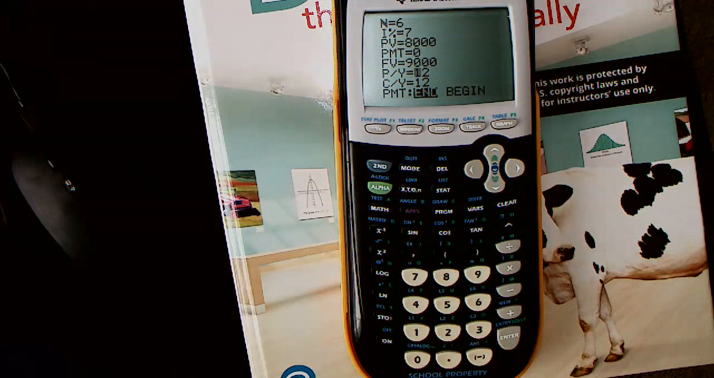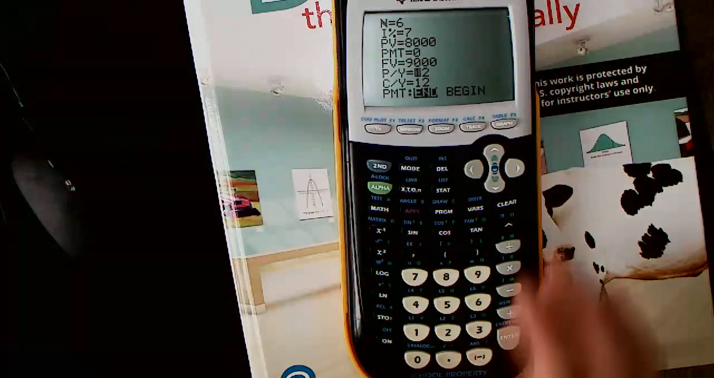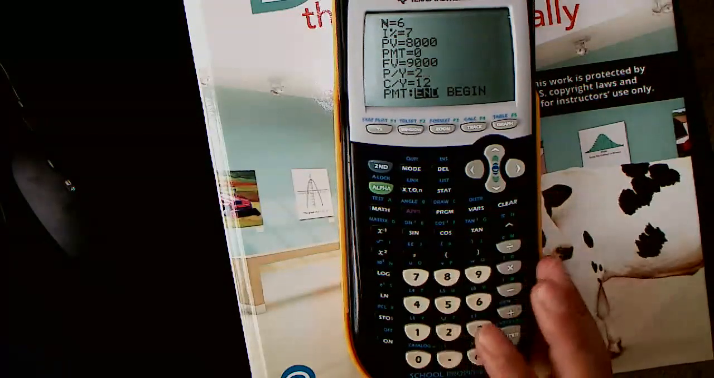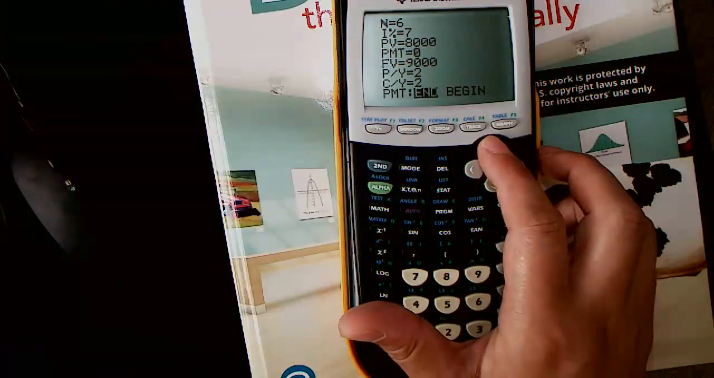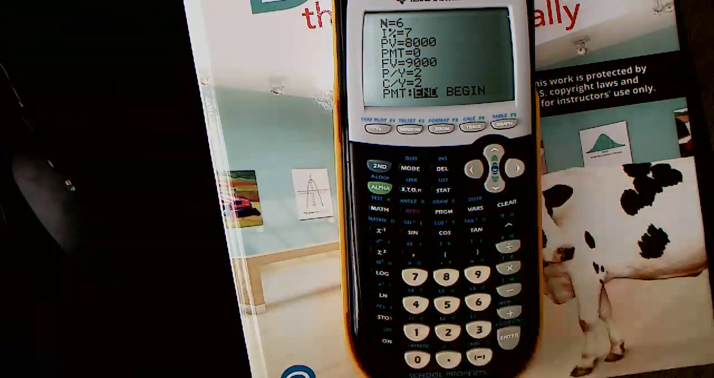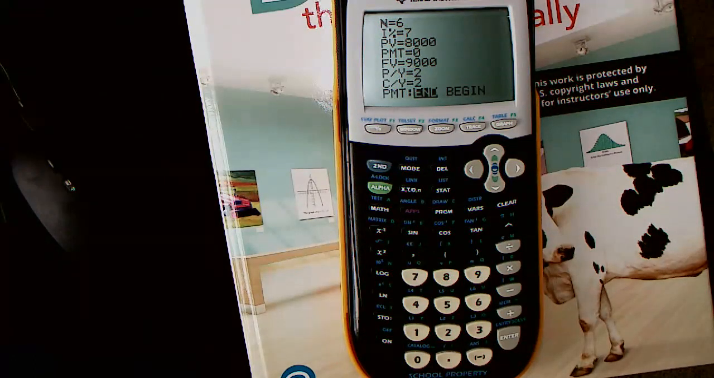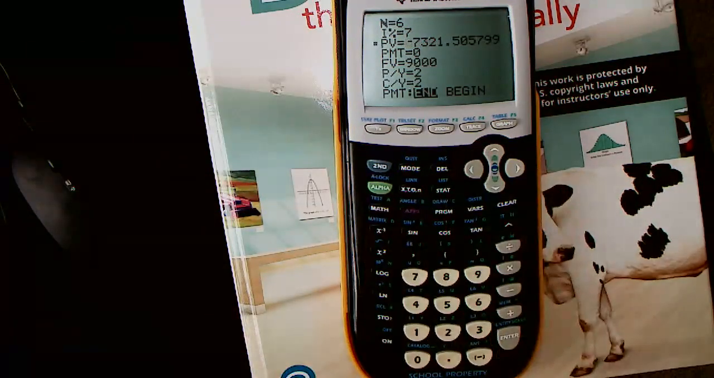Since the interest is not compounded monthly, instead, interest is compounded semi-annually, you want to keep 2 here, okay? Here's 2, P per Y is 2, C per Y is also 2. And then we go back to PV, present value, the original principal. How much you need to deposit today in order to guarantee 9,000 in 3 years. And we solve for that value. $7,321. Okay, let's share back.